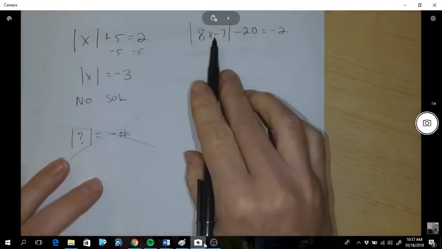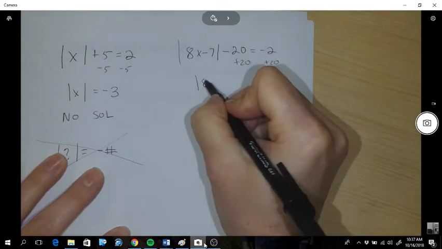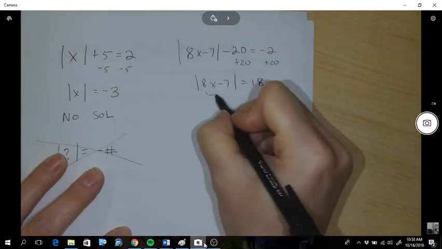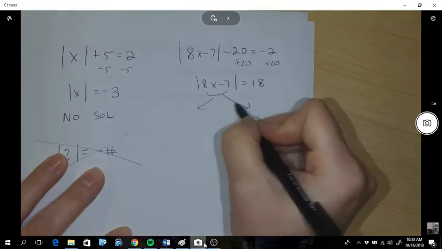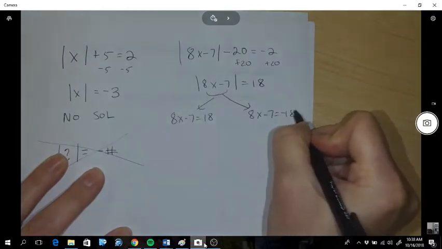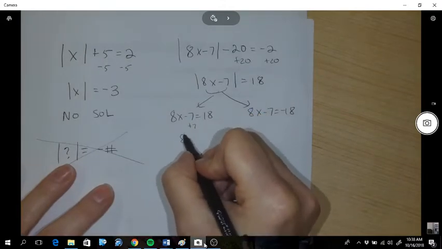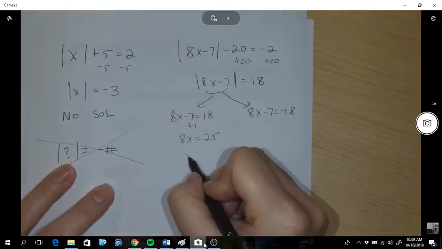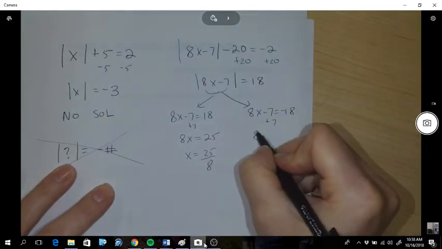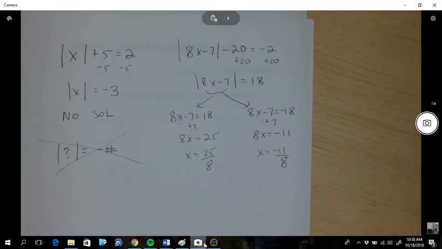Okay, absolute value of 8x minus 7 minus 20 equals negative 2. So we need to isolate. Add 20, 18. Now I can say this inside piece is going to either equal 18 or negative 18. That's your split. Now it's just your algebra. Add 7, divide by 8, add 7, divide by 8. And that's your solution.